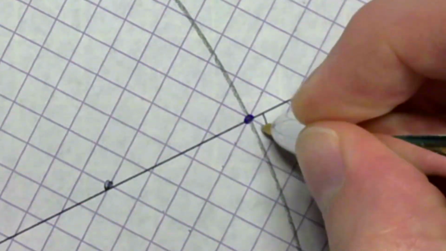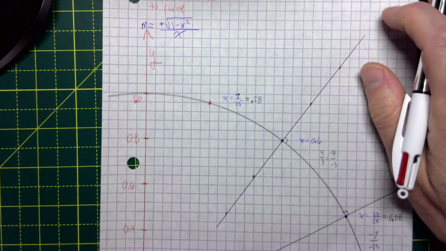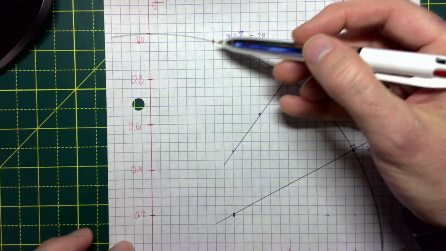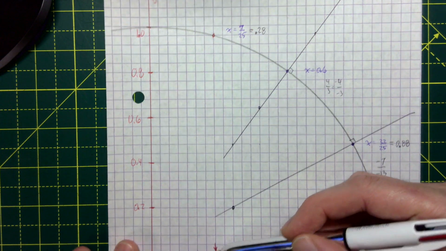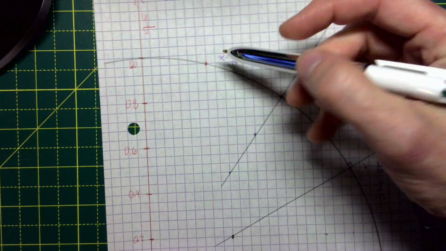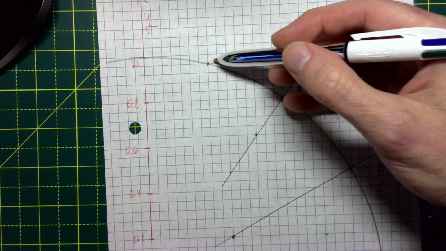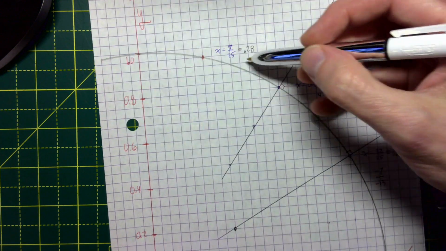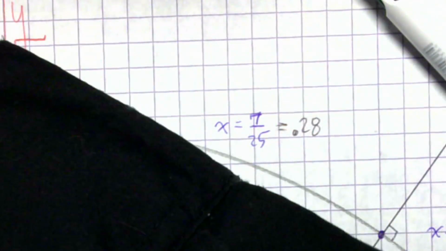And again, that is perpendicular to the circle. Let's try another one. This one, it's 7 squares in on the x-axis. So if you count that out, it's actually 7/25. 7 squares out of 25. So 7/25, and that simplifies to 0.28. Let's plug in 0.28 into our spreadsheet.